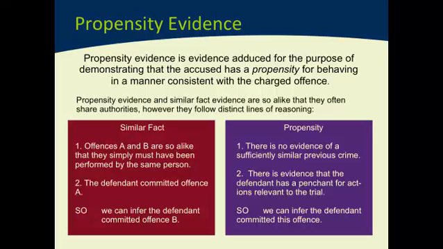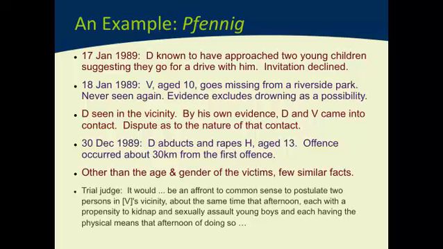The example that makes this seem clear is another tragic case. This case is the Crown and Pfennig. What happened here was that in January of 1989, a young boy in Adelaide went missing from a riverside park, and he was never seen again. He either drowned or was abducted, and there was no evidence that he drowned. It was concluded by the police that he had been abducted and probably raped and murdered.